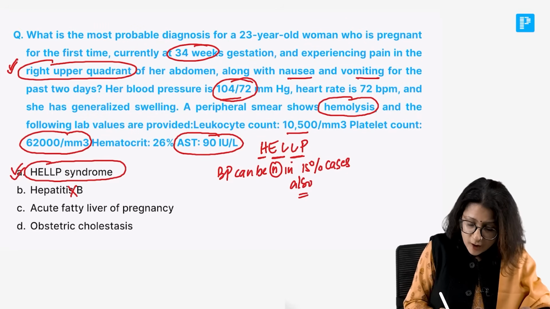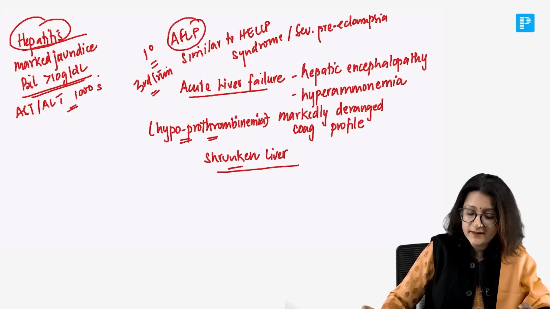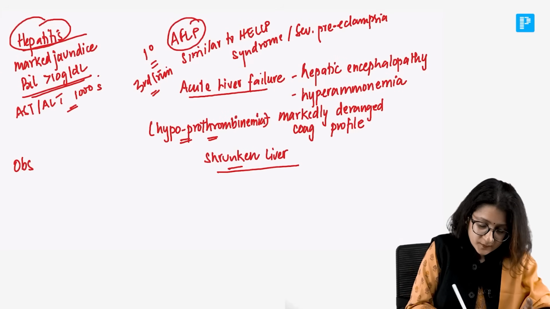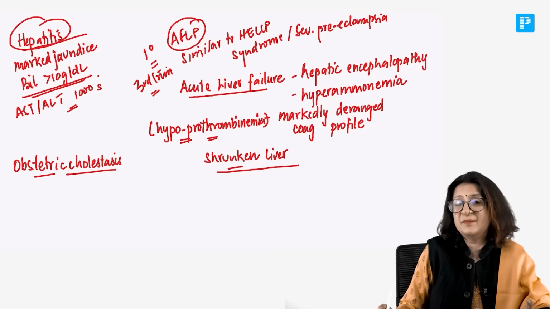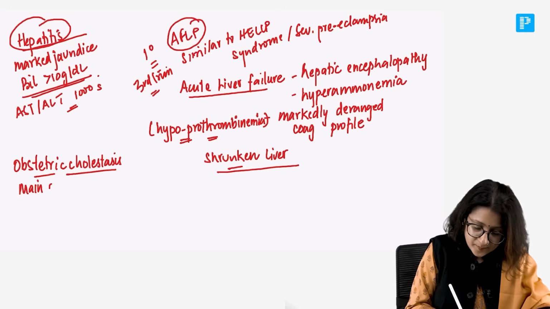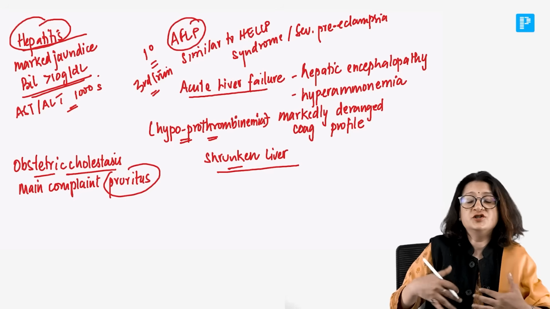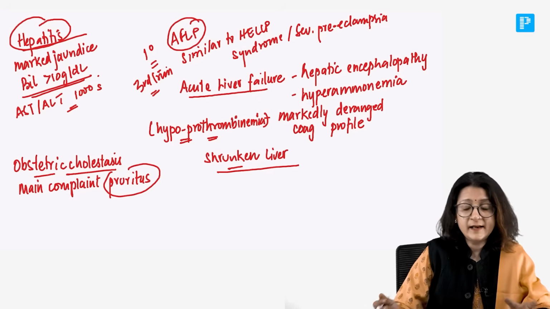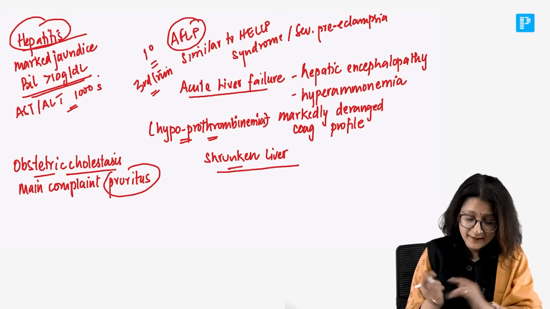Now, what about obstetric cholestasis? This is not obstetric cholestasis. Obstetric cholestasis also presents in the third trimester only, but jaundice is not the typical feature. Jaundice can happen, but the main complaint is that of pruritus, itching, generalized itching all over body involving the palms and the soles. Also, keep that in mind.